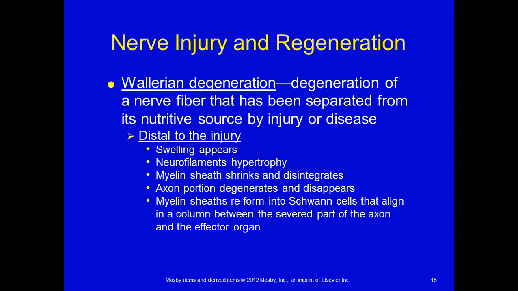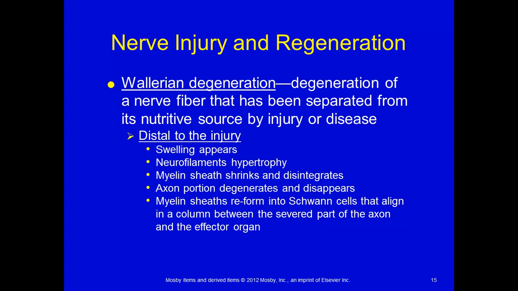along where the shaft of that axon should be. And if the axon does regenerate, the Schwann cells act as a guiding tunnel in which the axon regrows through that tunnel of Schwann cells, through that myelin sheath tunnel, so to speak.